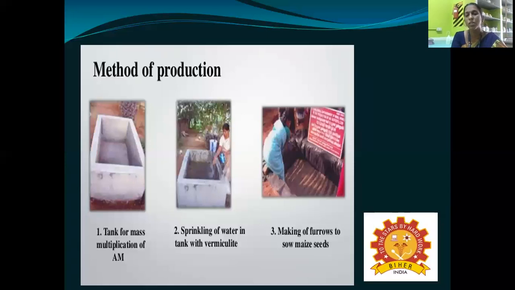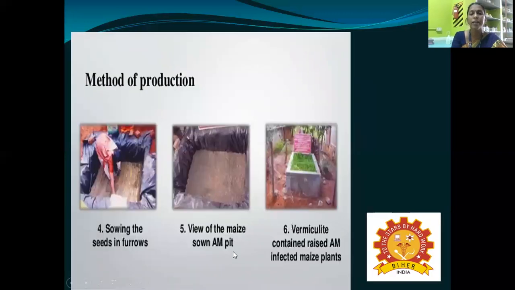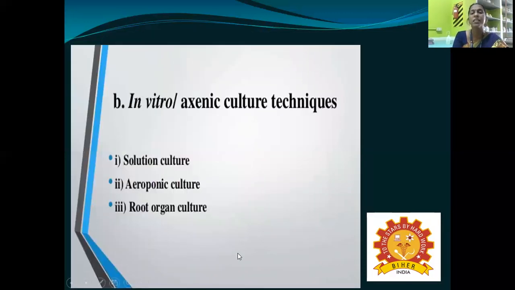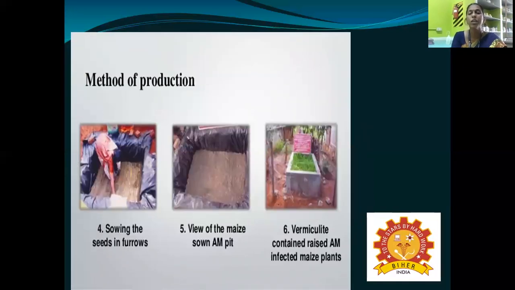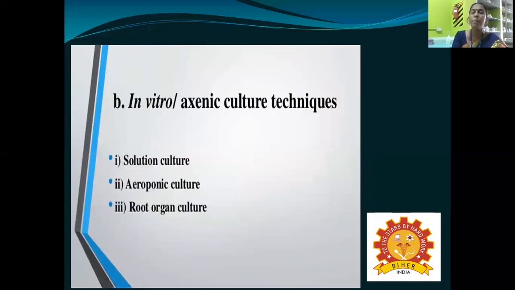Then sow the maize seeds. So you have to make the furrows, and the next step is sowing the seeds in the furrows. And then the next thing is viewing the maize shown in that AM pit. After that, the vermiculite contains the raised AM-infected maize plants, as you have seen. So this main thing is carried out in vivo. The AM culture is inoculated into the furrows, in the soil, with maize plant cultivation.